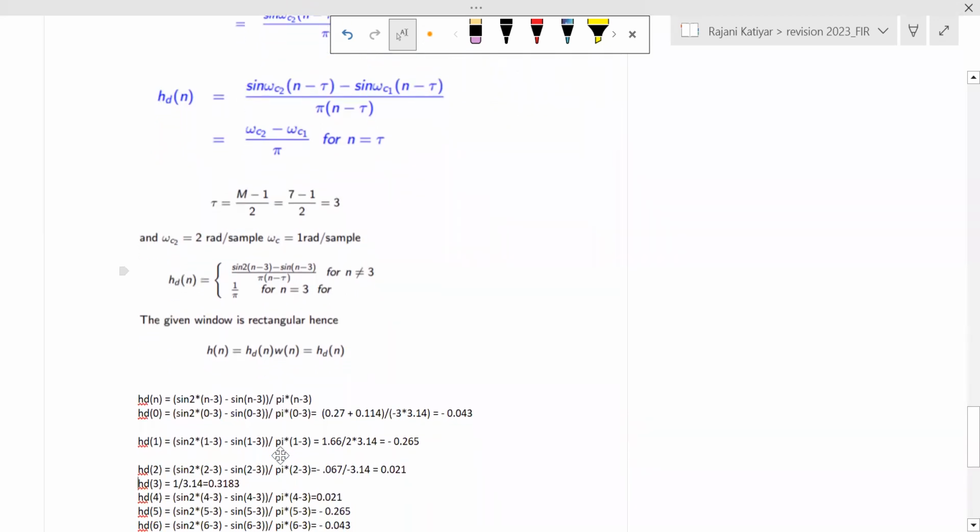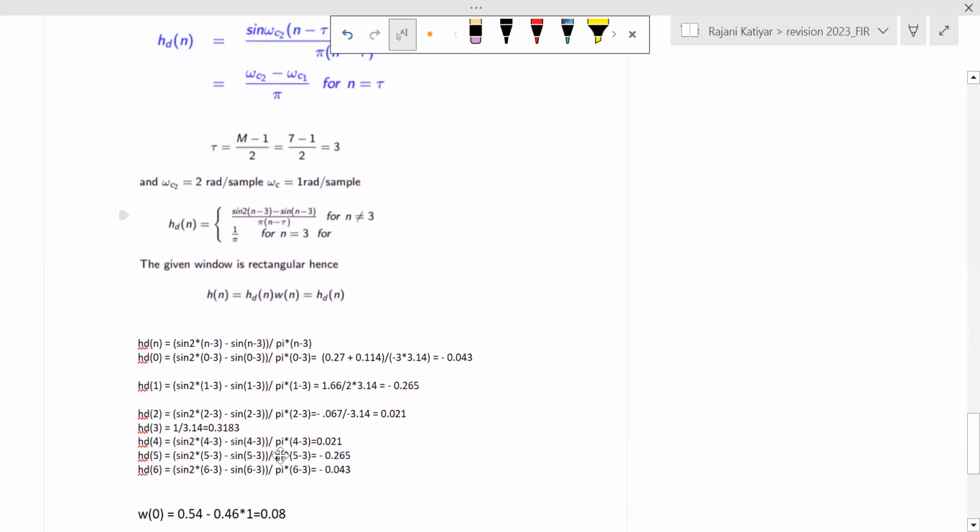Before we move to the window, first we have to look for the filter coefficient hd(n), which is according to the equation sin(ωc2(n − τ)) − sin(ωc1(n − τ)) divided by π(n − τ). So we will be varying the small n value from 0 to 6, and we'll be finding the filter coefficient hd(n) for all the values of small n between 0 and 6.